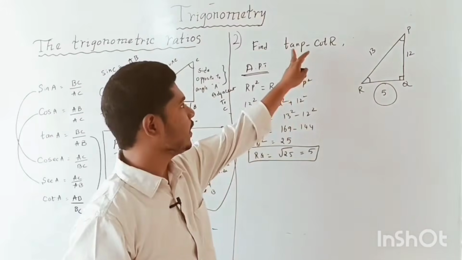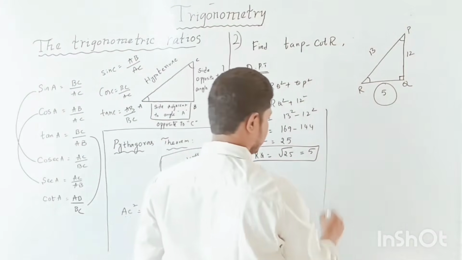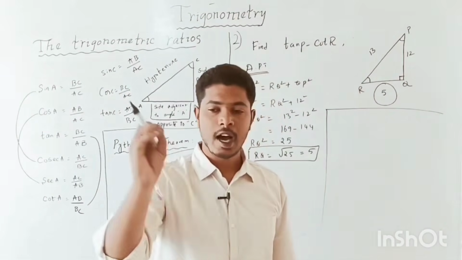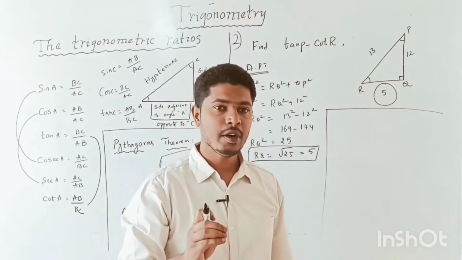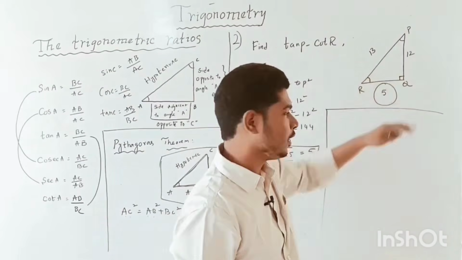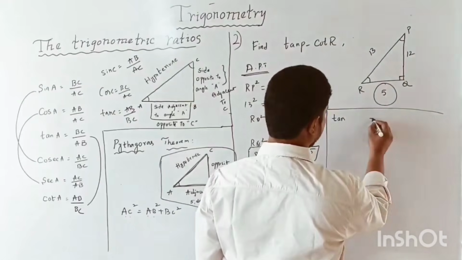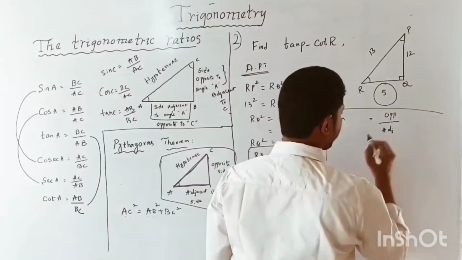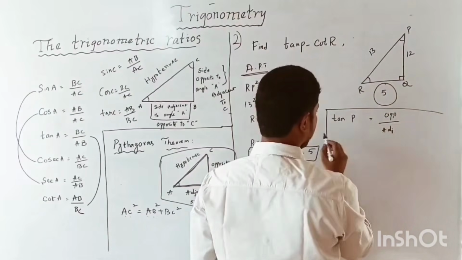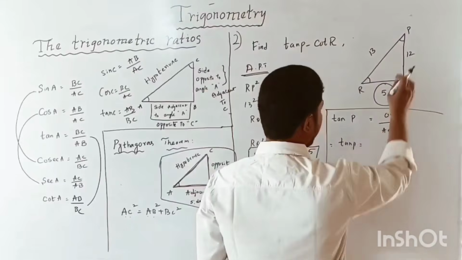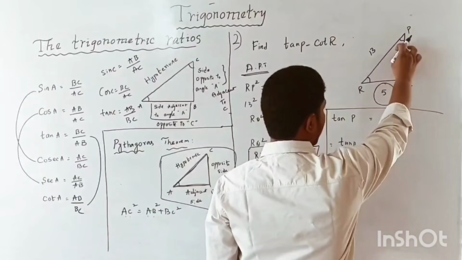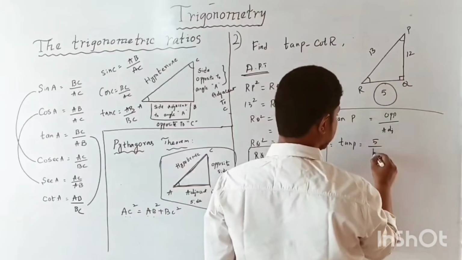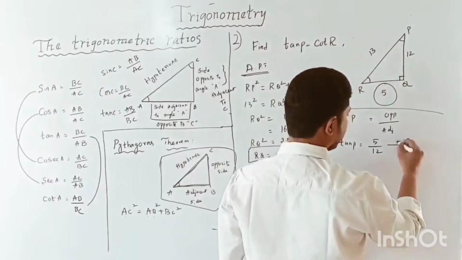Now we are going to solve the question tan P minus cot R. See here, tan. What is the formula of tan? The formula of tan is opposite by adjacent. For what angle do we have to take opposite by adjacent? For P. See now, tan P is equal to, for P, what is the opposite side? This is opposite, that is RQ, that is 5. What is the adjacent? 12. This is the 13.